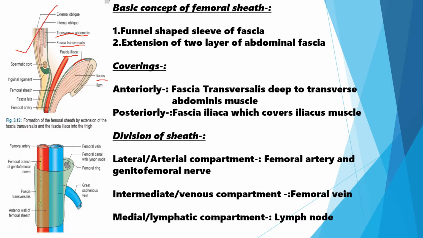This diagram shows the sagittal view, parasagittal view, and this diagram shows the anterior view of the femoral sheath. In the anterior view you can differentiate this is fascia transversalis.